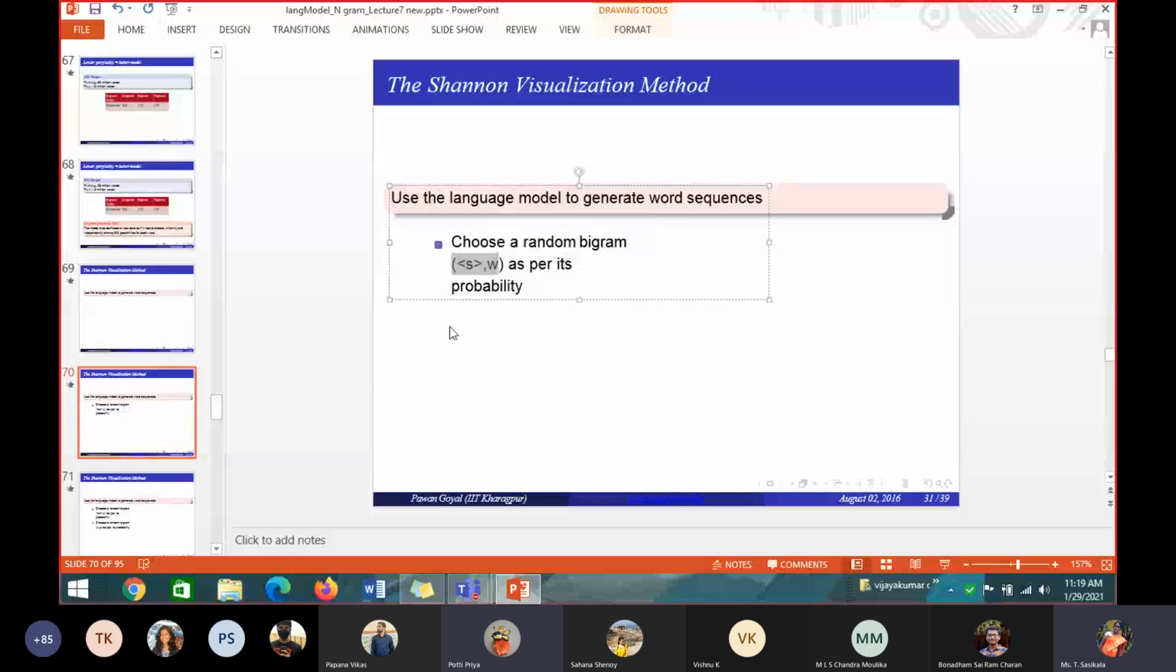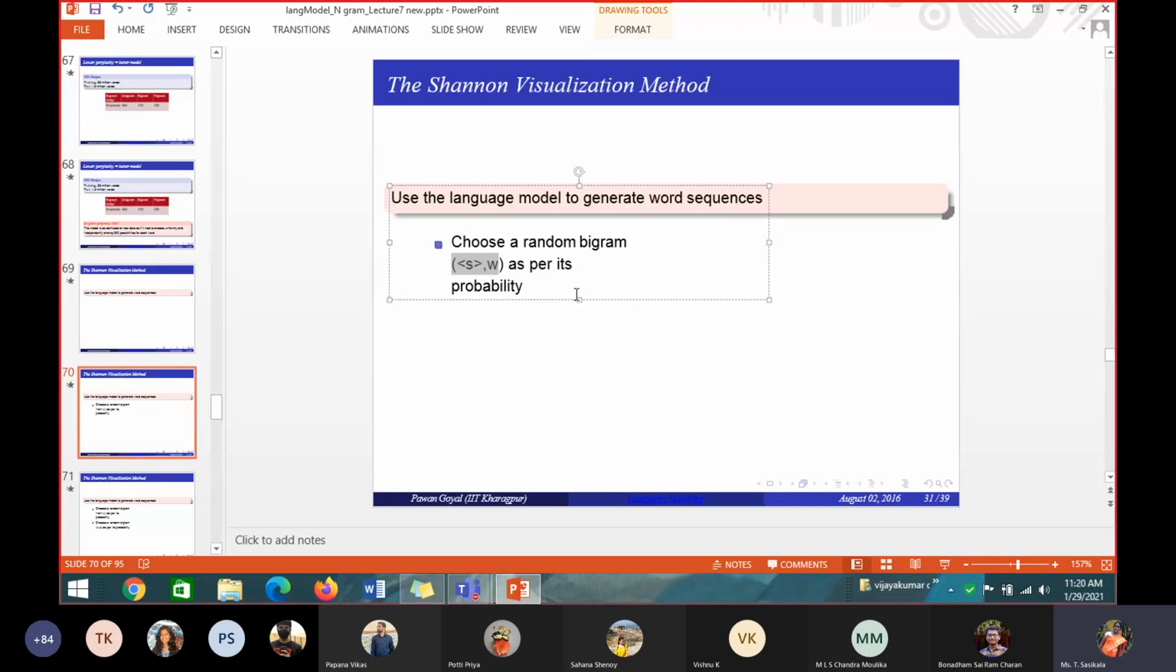So I want to generate a sentence, a sequence of words, using the Shannon visualization method. How do I have to start? If I want to generate a sentence, what will be the initial start of the sentence? It can be the first one, right? So <s> followed by some word. I have to take a random bigram as per its probability. Initially I have taken the start of the sentence, and finally my sentence is: I want to eat Chinese food.